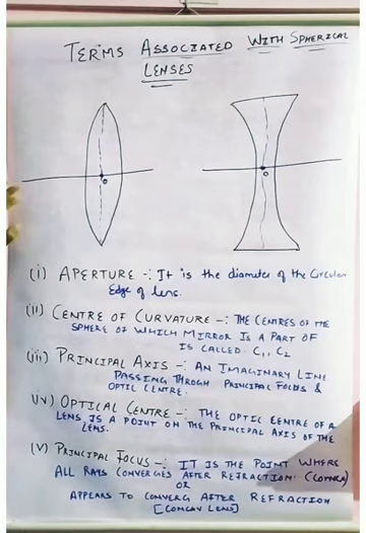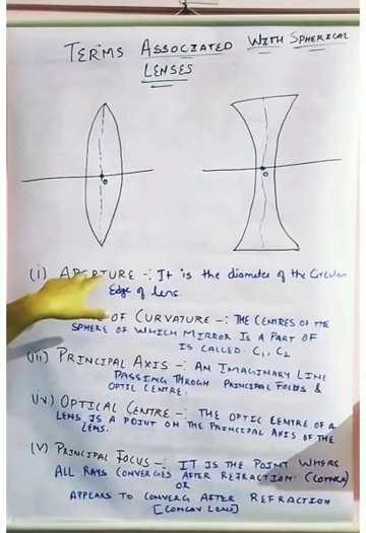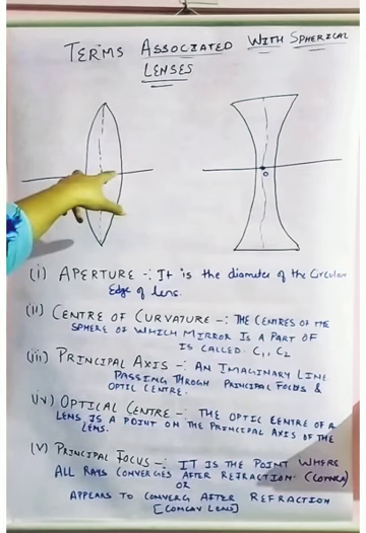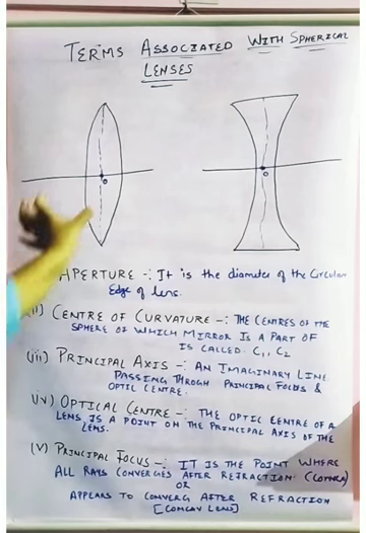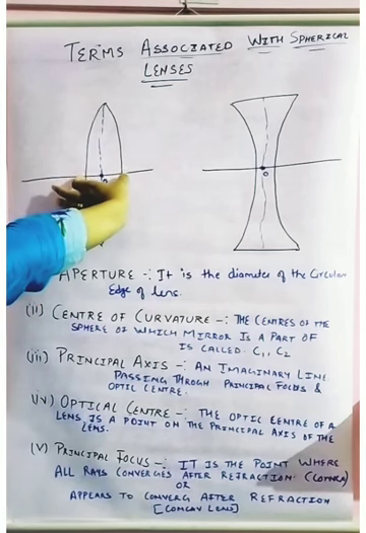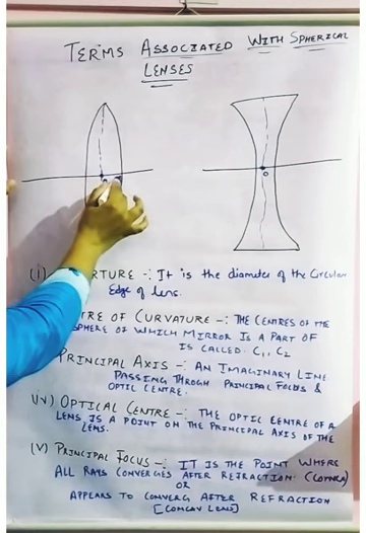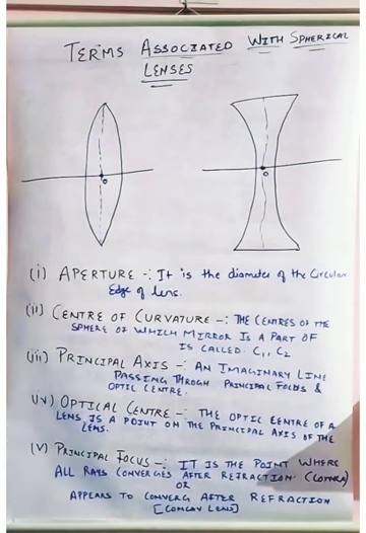Now next is aperture. What is this aperture? Aperture is basically the diameter of the circular edges of the lens. Here you can find the circular edge, here also you can find the circular edge. This distance is called the aperture. The diameter of the lens is called the aperture.